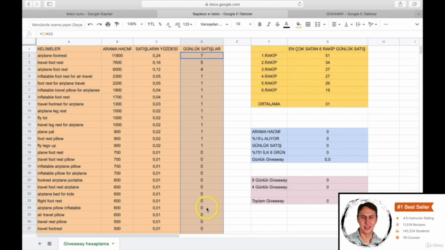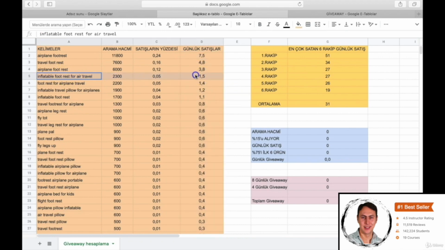Now look, we have seen the distribution of 31 sales one by one according to keywords. So 7.5 of 31 sales are from the first keyword. The 4.8 go down in the second, the 3.8 go down from the third, and in turn. So what have we done? Now let's look at the keyword inflatable footrest for air travel, which is our target keyword. Our target keyword seems to have an average of 1.5 sales with 5%.